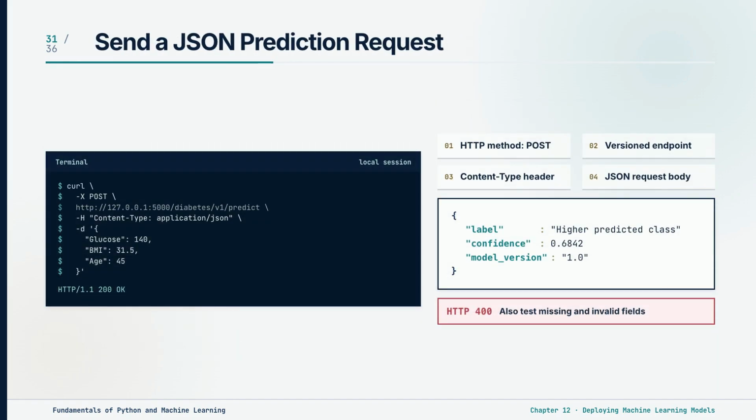Now test the prediction endpoint. The -X POST option selects the POST method. The Content-Type header tells the server that the body contains JSON. The -d option provides the glucose, BMI, and age values.